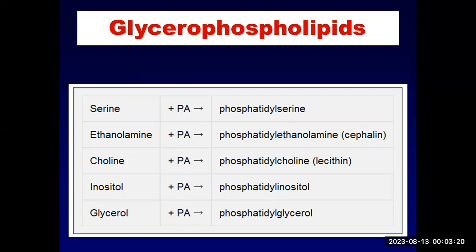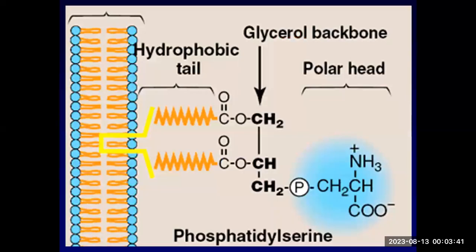And this phosphatidylcholine is very, very important because we will be discussing it later on in the case of respiratory distress syndrome. Then inositol attached to phosphatidic acid results in phosphatidylinositol. And if glycerol is attached to phosphatidic acid, it is called phosphatidylglycerol.